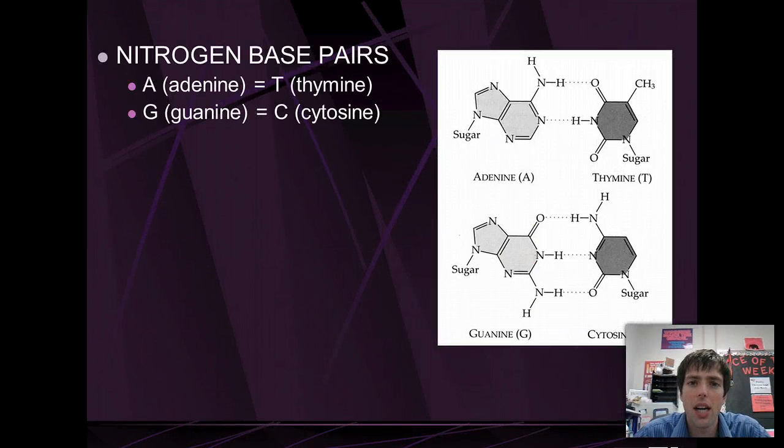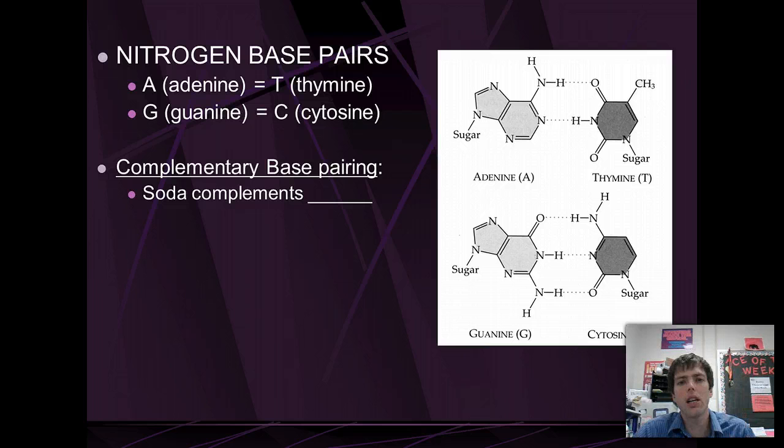Now I want to talk to you about the nitrogen base pairs. You'll notice in the middle of the DNA that A's always go with T's and G's always go with C's. There's this interesting pairing that happens in the middle of the DNA where those nitrogen base pairs meet. And the way that we talk about it is to say that they are complementarily paired together.